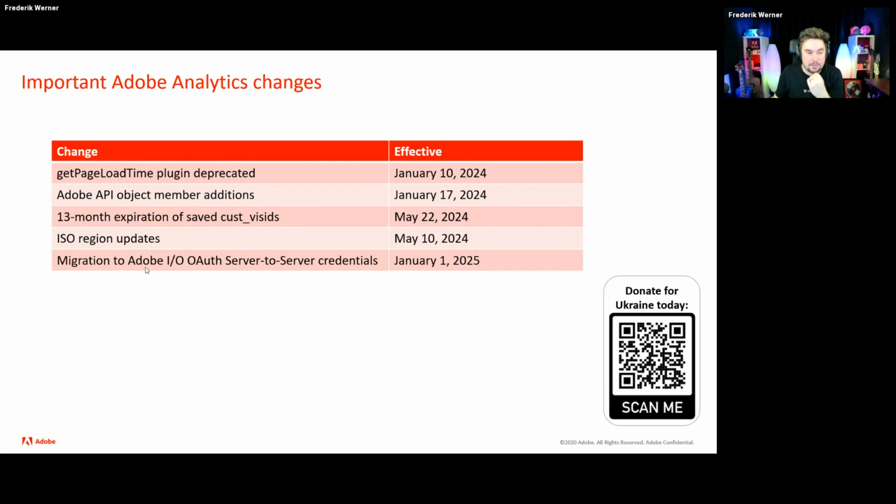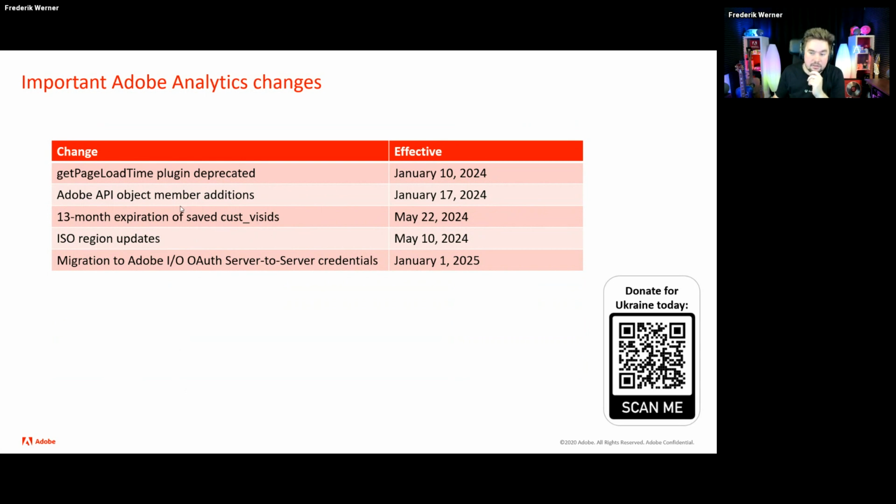Yes, people are sometimes not aware. Regions and countries in the world like to change every now and then. So there has been an update to the ISO regions of countries and regions in the world, and Adobe has now adapted to that. So for some smaller regions, you might see slight changes in traffic, but that's not the biggest change in your data that you would expect.